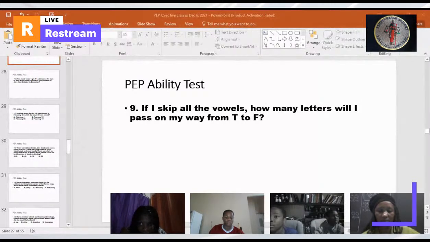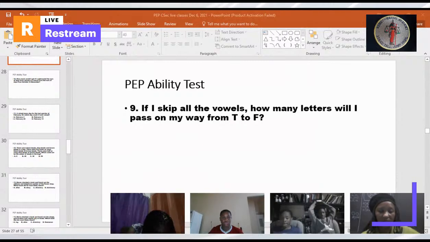Miss, 13. Anybody got any other number? Miss, 18. If I skip all the vowels, how many letters will I pass on my way from T to F? T to F, or F to T, is going to be the same. 18, Miss?